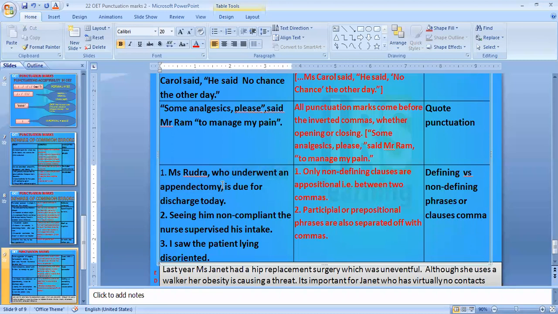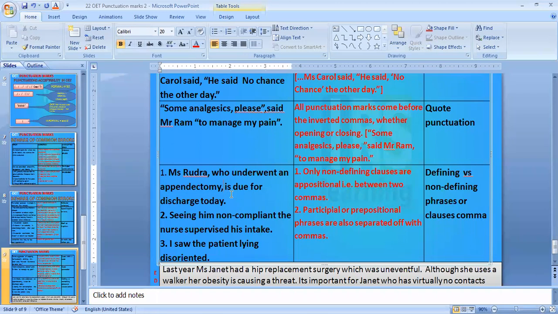Suppose there are two Rudras, one Rudra here, another Rudra maybe in bed number 20. First Rudra is in bed number 3. So you want to clarify which Rudra you are talking about. Miss Rudra who underwent an appendectomy. I'm not talking about the other one.